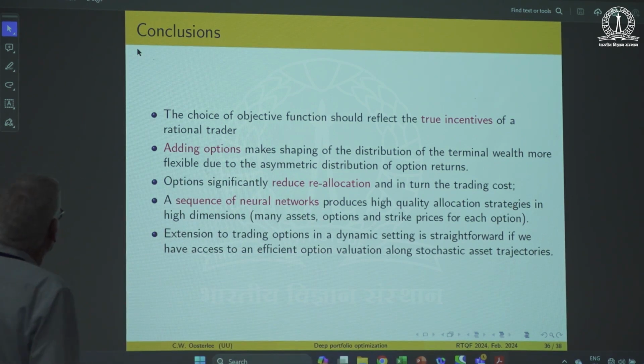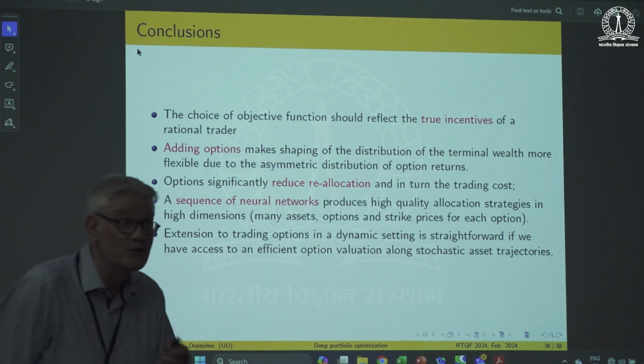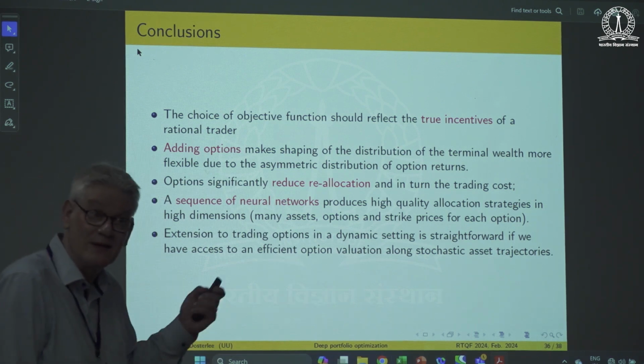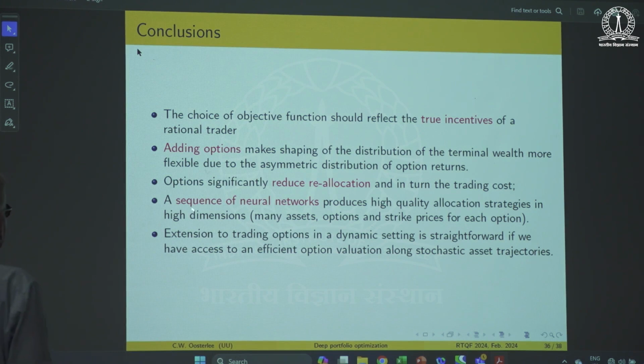That's more difficult here. Adding options makes the distribution more flexible, and it reduces reallocation, so it reduces the trading cost. I didn't show you, but that was one of the slides. We use a sequence of neural networks, and they produce high quality asset allocation strategies in high dimensions. And so we could also trade options in a dynamic setting, but we didn't do that.